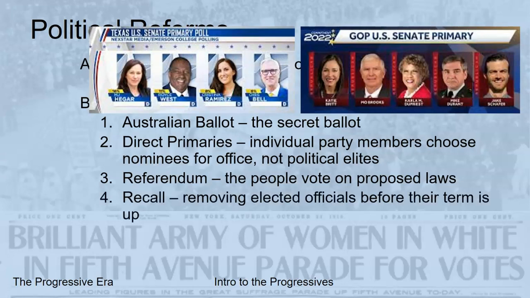And then the final thing that they came up with was something called the recall. There were problems in the Gilded Age with political corruption. And what happens when you get a politician in office and then you find out they are corrupt? How do you get rid of them in a time before they have passed laws to eliminate that? And the progressives come up with the idea of recall.